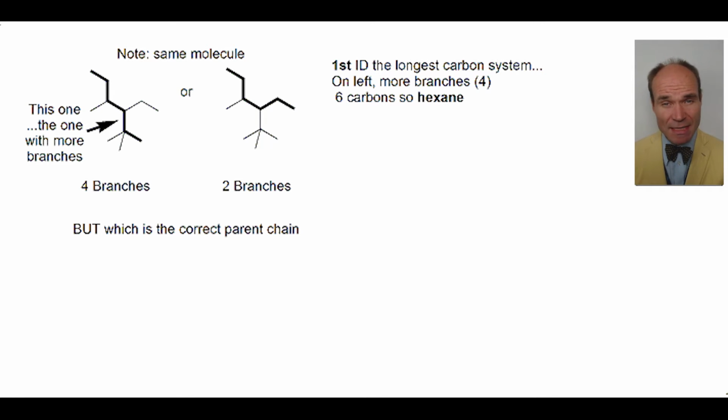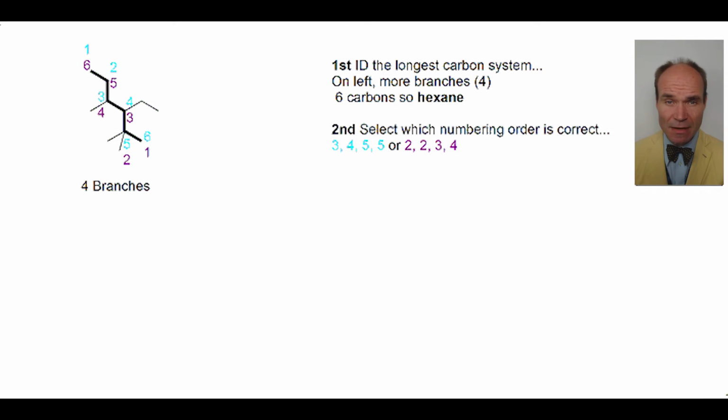Now we need to identify the branches or substituents that are attached to the parent chain. We have 2 options here. We can number from the left to the right or from the right to the left. Numbering from the left to the right, we see that the substituents are at positions 3, 4, 5, and 5. But if we number from the right to the left, the substituents are at positions 2, 2, 3, and 4.